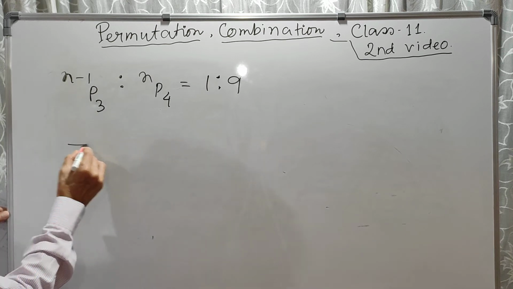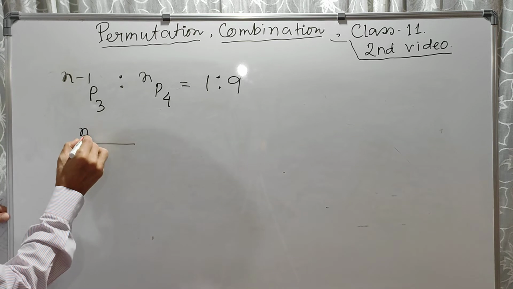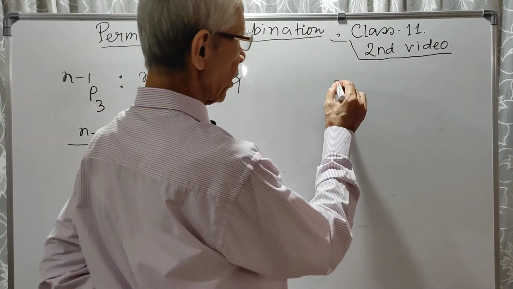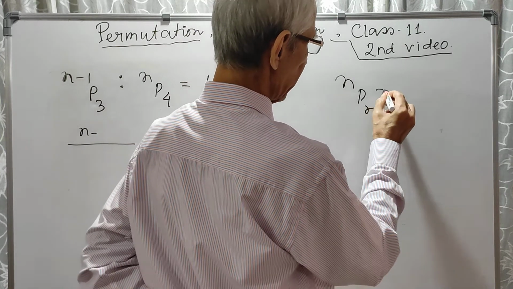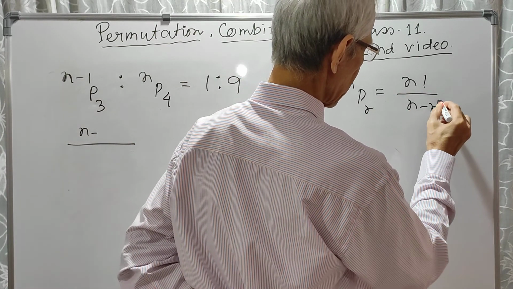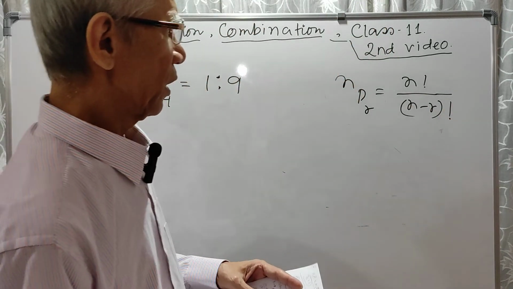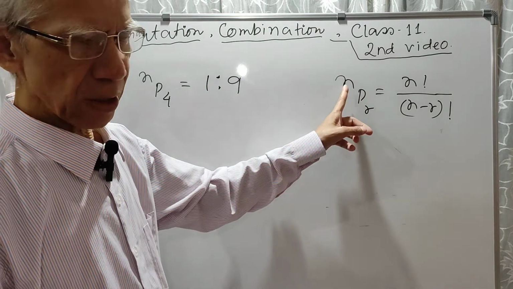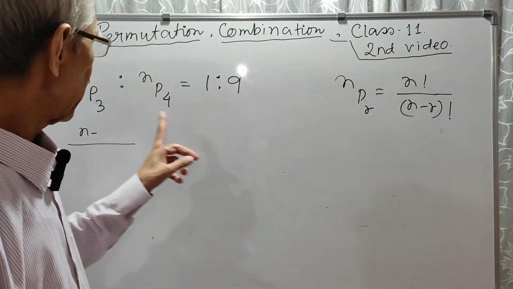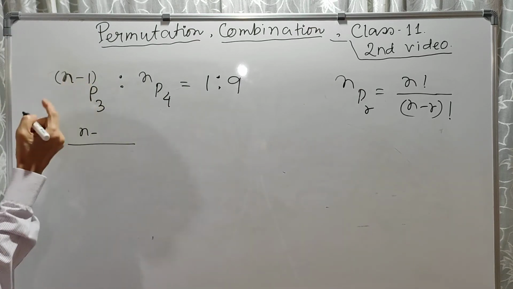So let us solve. Now (n minus 1)P3, using the formula nPr. What was the formula nPr? Try to recollect. nPr equal to factorial n by factorial n minus r. So this I did in the last video. This is the main formula, nPr equal to factorial n by factorial n minus r. Using this formula, let us see.